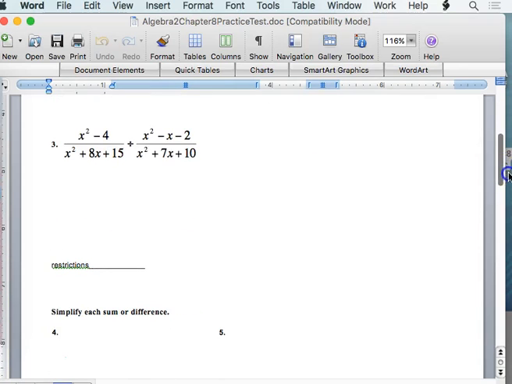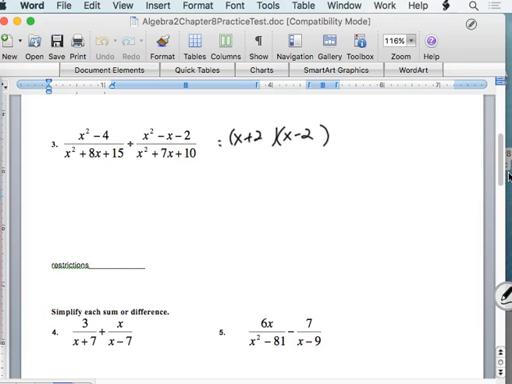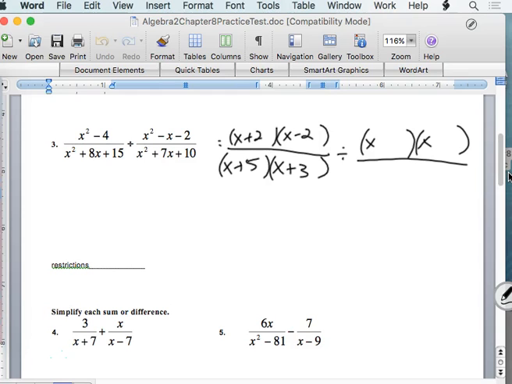How would we like to start? So x squared minus 4, what's that? Difference of 2 squares, x plus 2, x minus 2. X squared plus 8x plus 15. 5 and 3. Divide by. Plus 1. How about that second denominator? 5 and 2. Oops, what the x again?